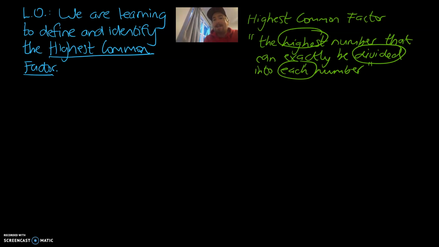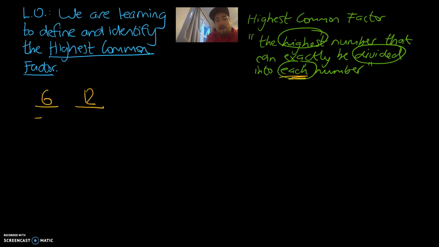So let's get into some examples. Let's explain what that definition actually means. So I'm going to write down two numbers, the number 6 and the number 12. And so this is the first thing to note. That word each means there are multiple numbers that we're looking at. So we're going to write lists below. What numbers can be divided by to get a whole number?